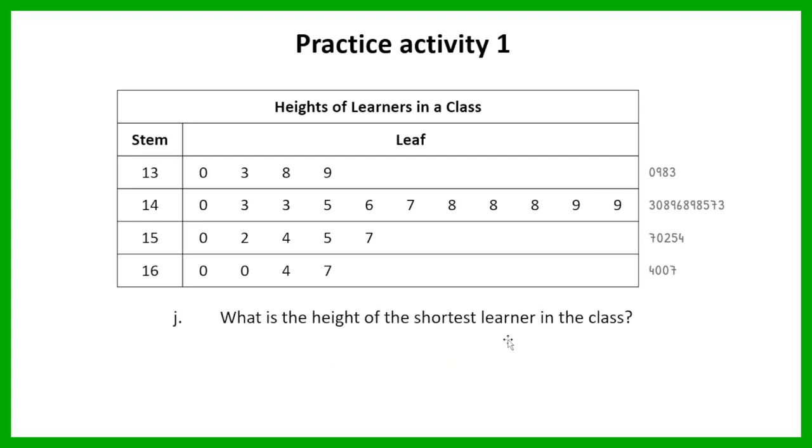Right, then question J, what is the height of the shortest learner in the class? The shortest learner is going to be the one that has the lowest height. That is this one over here. So it's 130 centimeters. And then what is the height of the tallest learner in the class for question K? The tallest learner is going to be the one with the biggest height. That's going to be at the bottom right. That's the 7 over here, which represents 167. So the height of the tallest learner is 167 centimeters.